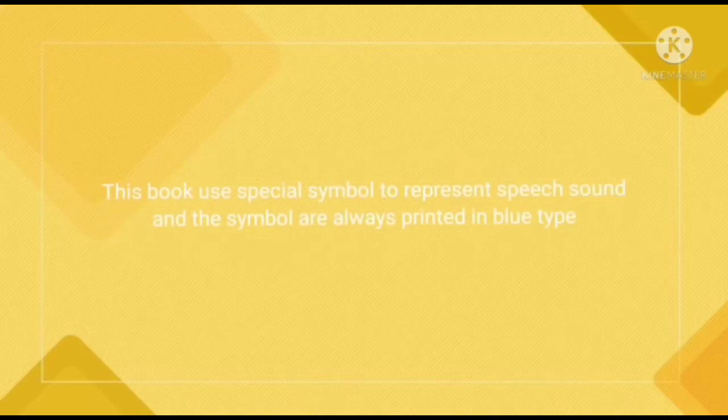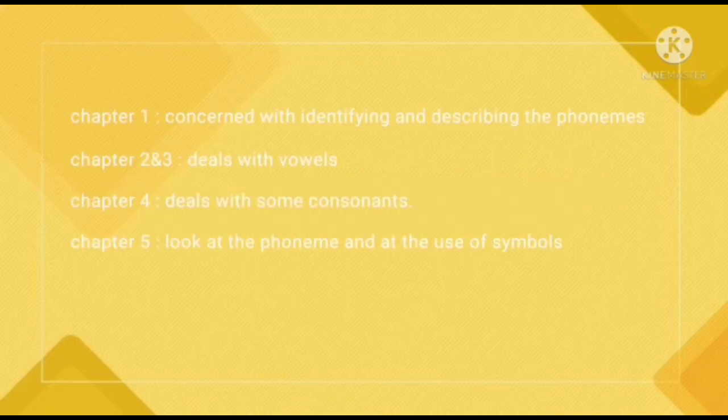In this book, we often use special symbols to represent speech sounds, and the symbols are always printed in blue type. The first part of the course is mainly concerned with identifying and describing the phonemes of English. Chapters 2 and 3 deal with vowels and Chapter 4 with some consonants. Chapter 5 looks at the phonemes and at the use of symbols in a theoretical way.